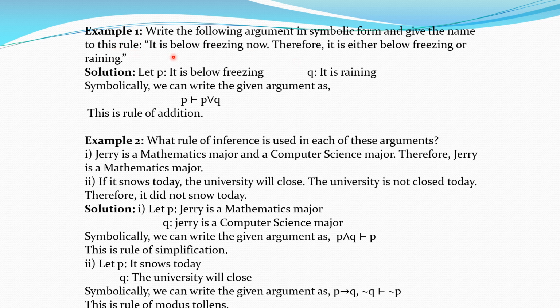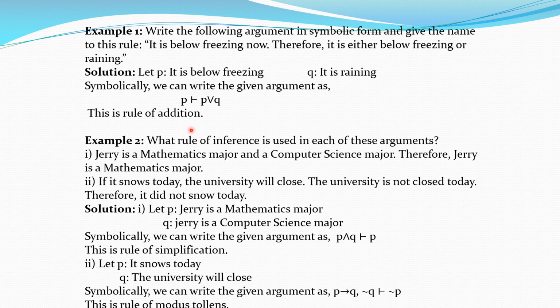Now we write the given argument in symbolic form. It is below freezing now, it is nothing but P. Therefore, it means it is the conclusion obtained from this hypothesis. So what is the conclusion? It is either below freezing or raining. So below freezing is P or raining is Q. So it is P or Q. So P yields P or Q. That is the argument in symbolic form. That rule is nothing but rule of addition. So here we have stated what rule of inference is used in the argument.